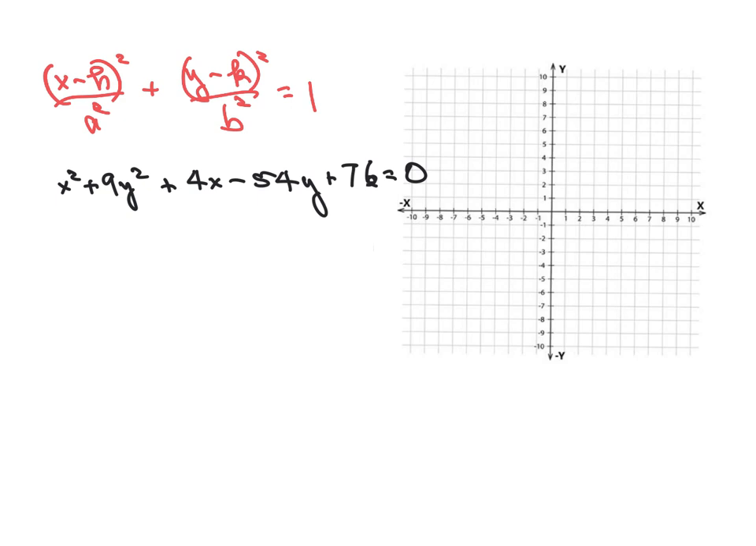All right, so this is just like what we did with circles. We put all of our common letters together, so I'm going to move my X's together, and then I'm going to move my Y's together, and then I'm going to put my 76 over on the other side, subtract it from both sides. Okay, so now I'm going to complete the square. So I'm going to write this with a space between my X's.